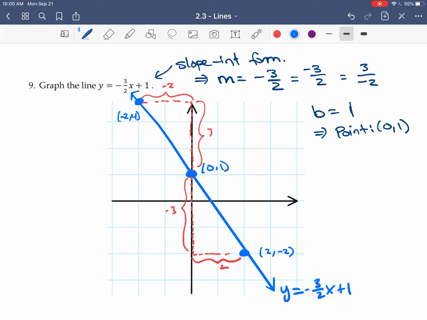So that's how you can graph lines using slope. You could also do a table of values here. Once you have 2 points and you know it's a straight line, you can just connect them with a straight line and you're done. So that's extra examples for lines.